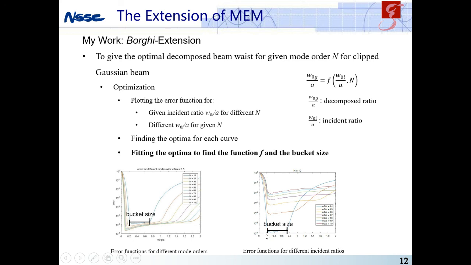And the right figure shows the functions for different incident ratios with fixed mode order. The x-axis is the decomposed ratio, and the y-axis is the error. You can also see that there are optima in each curve and the bucket size. Here, the function f can be found by fitting the optima of each error function with different mode orders and incident ratios. And the way is the same for finding the bucket size.